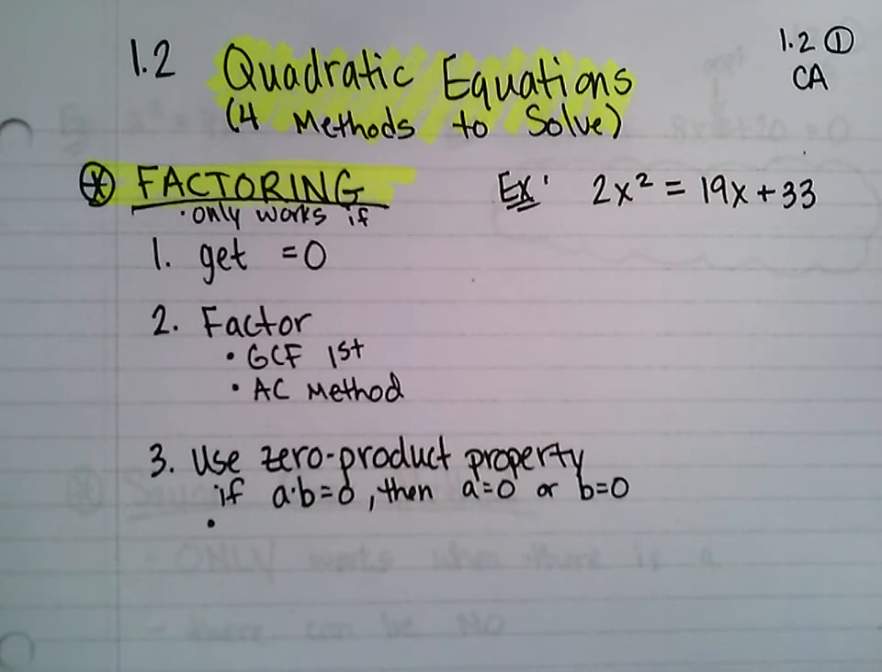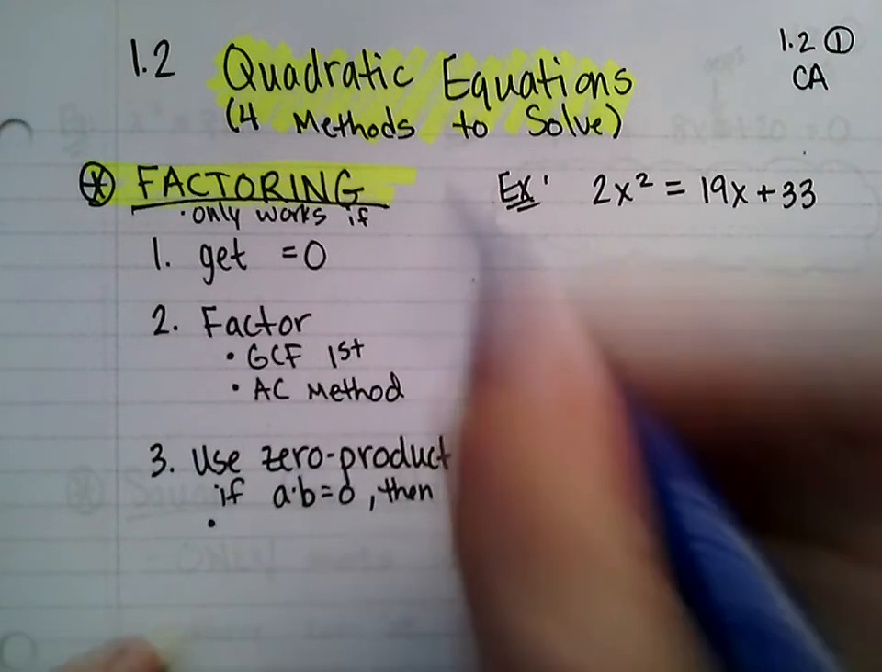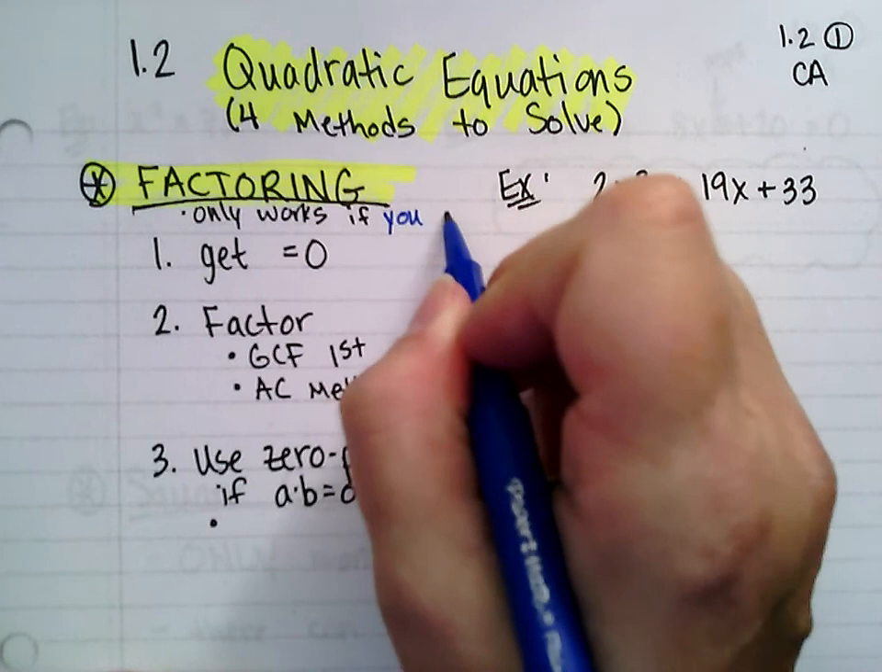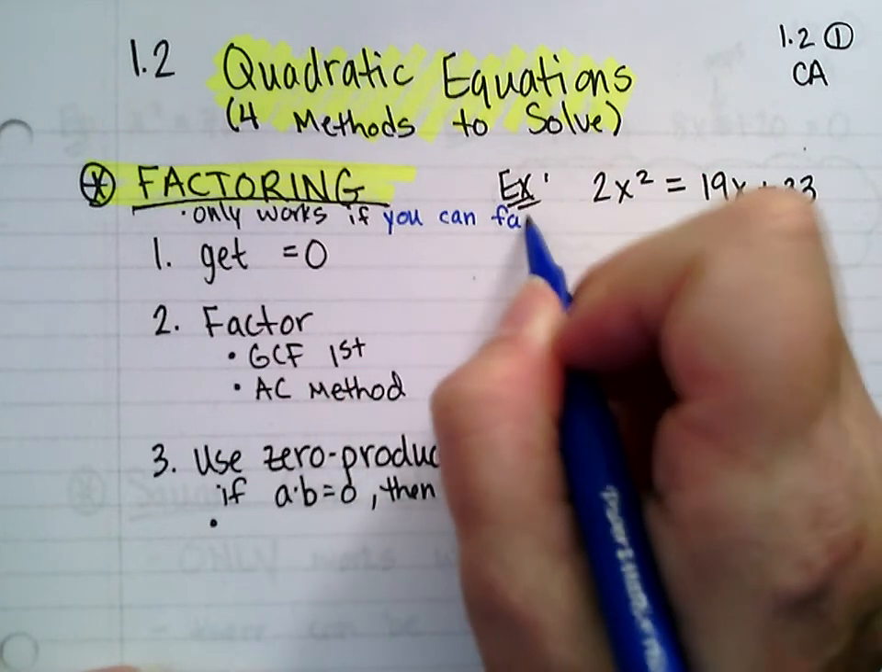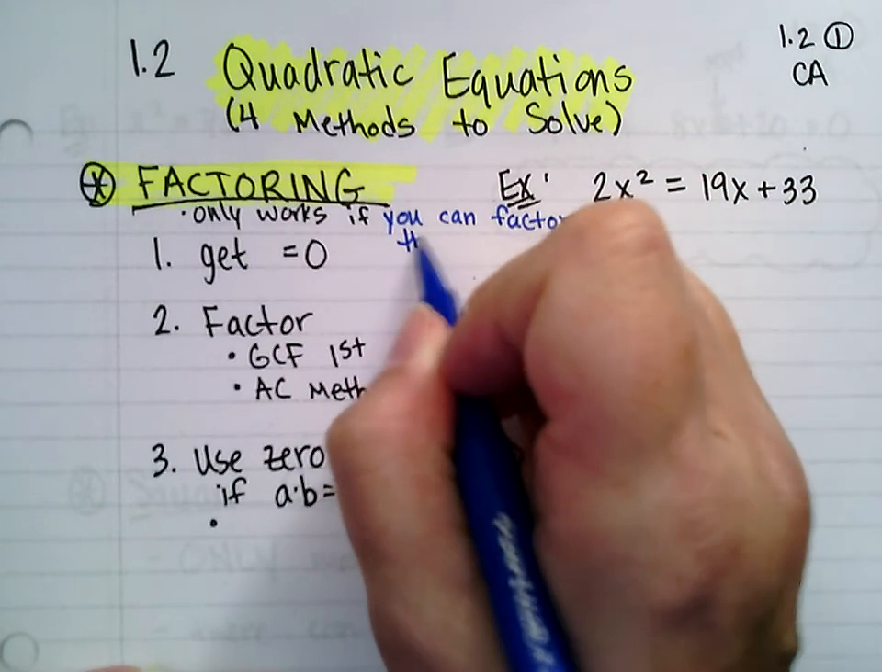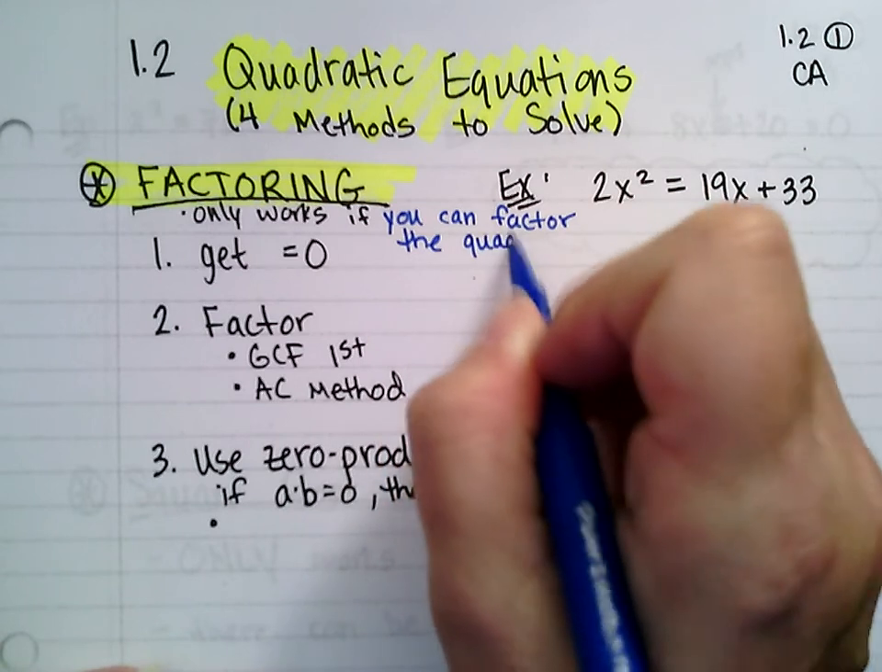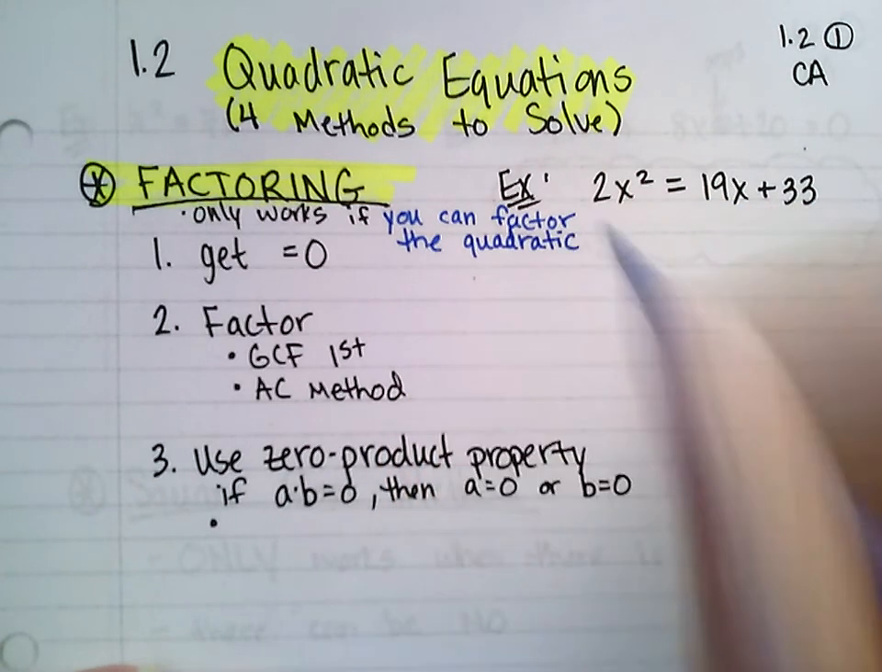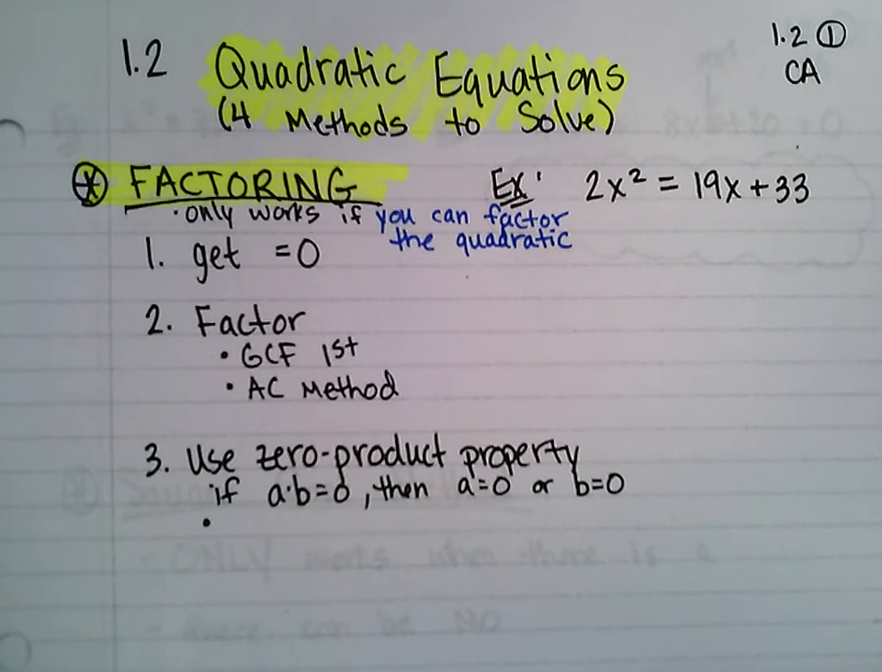So, in order to be able to solve by factoring, you have to know that it only is going to work if you can factor the quadratic. If the quadratic equation cannot be factored, then you're not going to be able to solve it. But if you can factor it, then this is a really fast method to solve them.